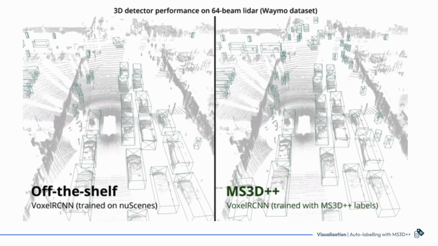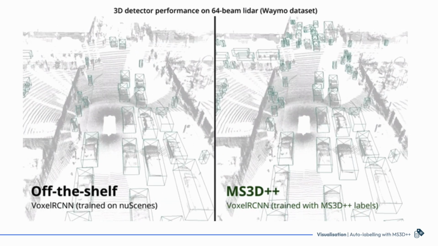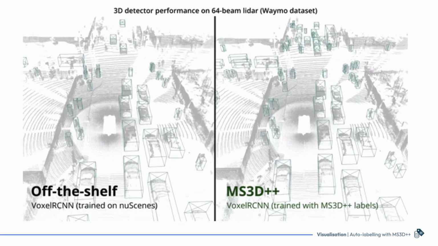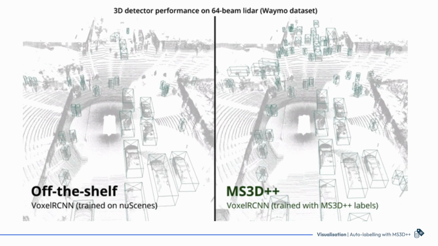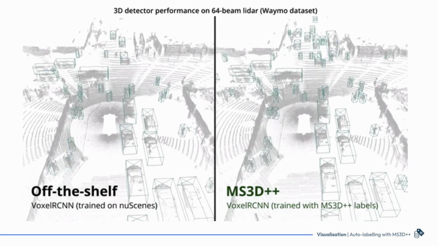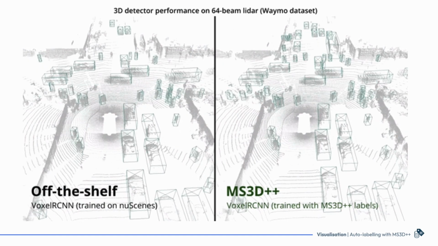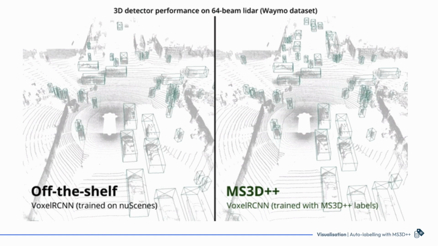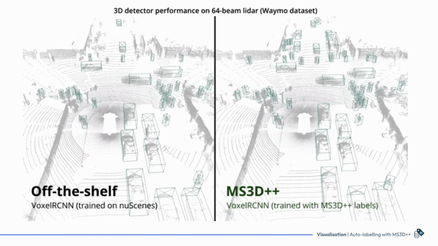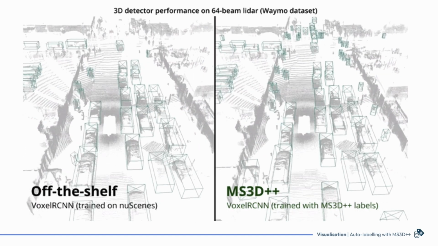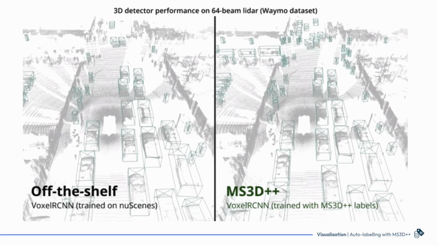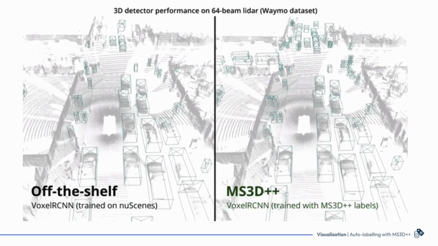So here are some results of what the performance is like. On the left, we show the off-the-shelf performance of a nuScenes detector on Waymo point clouds, which we showed earlier. And on the right, we show if you auto-label these 64-beam point clouds and train the model, you can get quite a good amount of far-range detections. And what you can't see is that the confidence scores for each of these boxes are also a lot more aligned with how good the actual box prediction is.